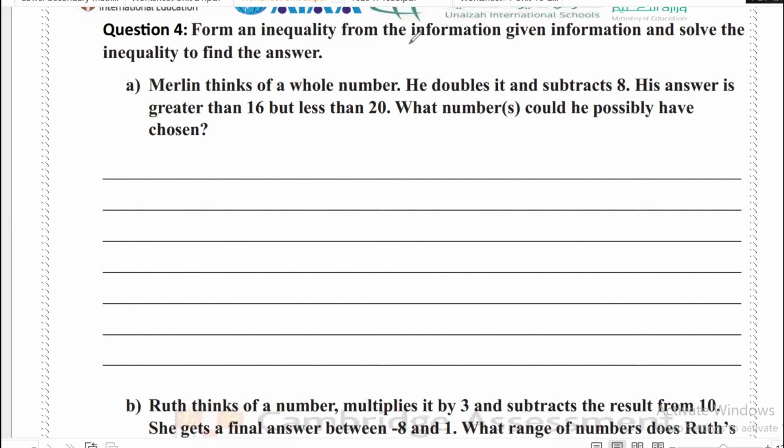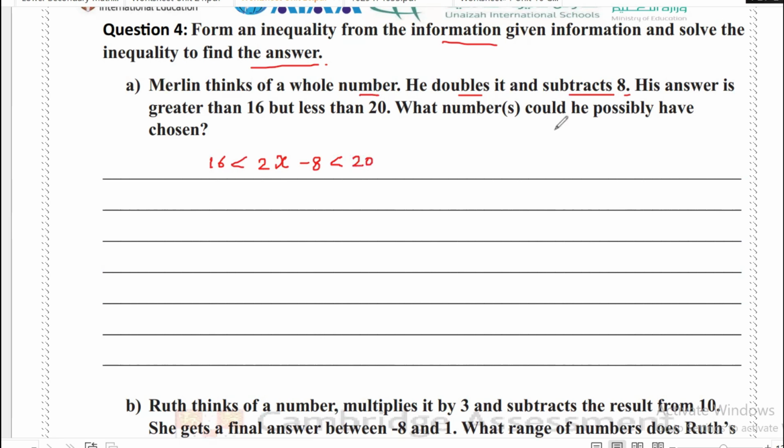Question: form an inequality from the given information, and solve the inequality to find the answer. So Merlin thinks of a whole number and he doubles that whole number. We don't know, so I will consider x. And then he says what? He doubles it. Doubles it means multiply by 2, and it subtracts 8, so minus 8. His answer is greater than 16 and less than 20. You can make it in this form.